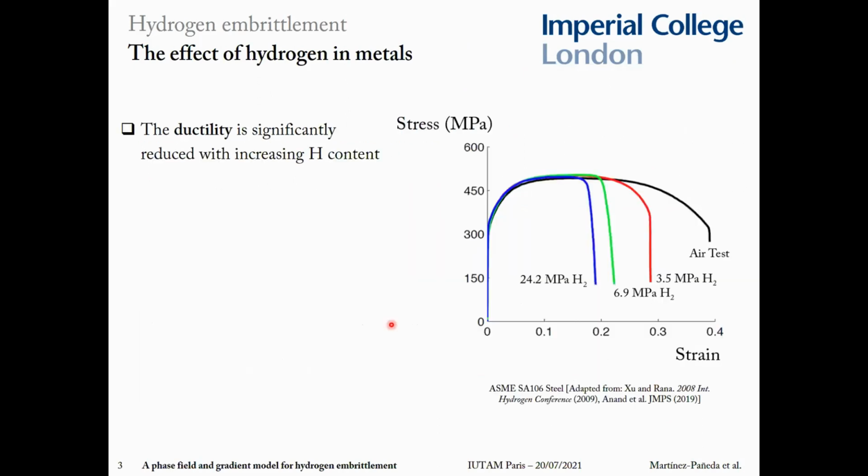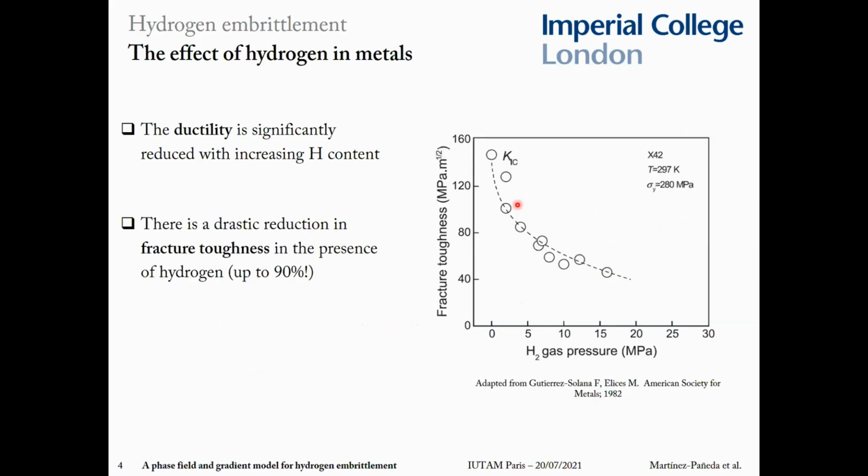So one of these effects is how hydrogen reduces the ductility of metals. So you can see here that you introduce hydrogen into your samples, for example, by exposing them to hydrogen gas, then you see a very drastic reduction in the breaking strain. Another important effect is the influence of hydrogen in bringing down the fracture toughness. You can see here that for a steel that has a fracture toughness of 150 megapascals square meter will fail well below 40 megapascals square meter if you introduce hydrogen into the samples.